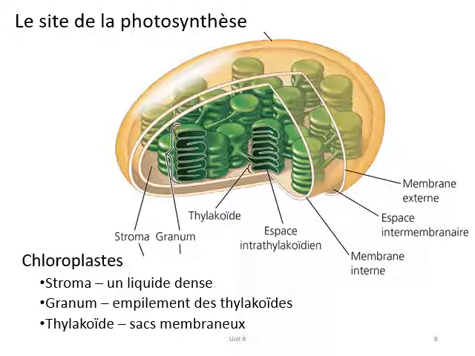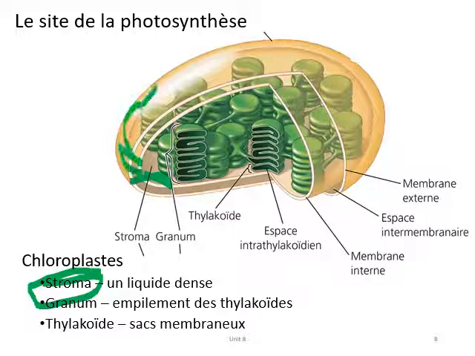Chloroplasts consist of these three structures: stroma, granum, and thylakoid. Don't confuse the word stroma, which is a dense liquid, with stomata, which are those structures that release gases. The stroma is the fluid that fills the inside of the chloroplast. The granum is a stack of sacs called thylakoids.